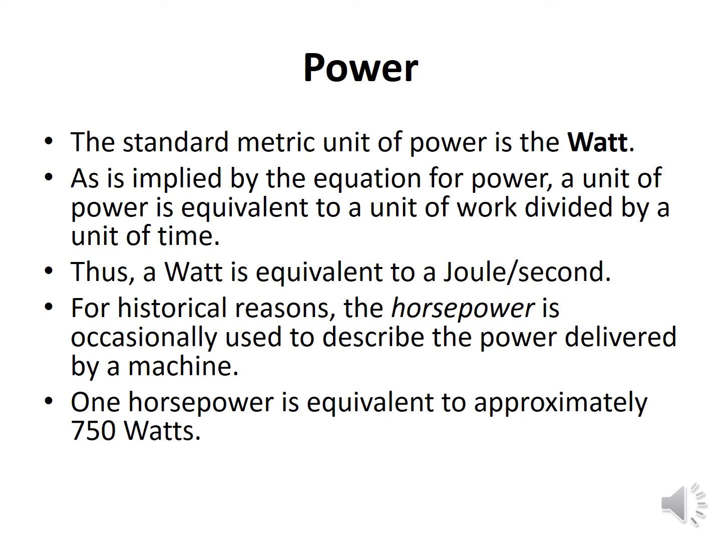Now, the standard unit of power is the watt, and as is implied by the equation for power, a unit of power is equivalent to a unit of work divided by a unit of time. Hence we can say that a watt is equivalent to 1 joule per second. For historical reasons, in the early British engineering system, the unit of power was horsepower or HP, and 1 HP is equivalent to 550 foot-pound per second. Or we can say that 1 horsepower is equal to 746, approximately 750 watts.